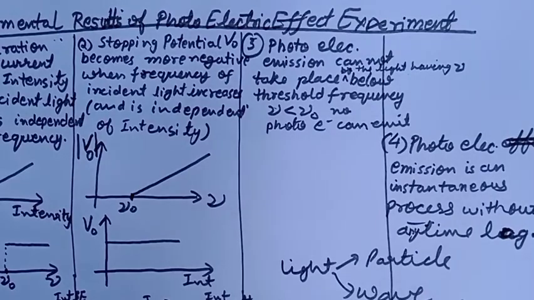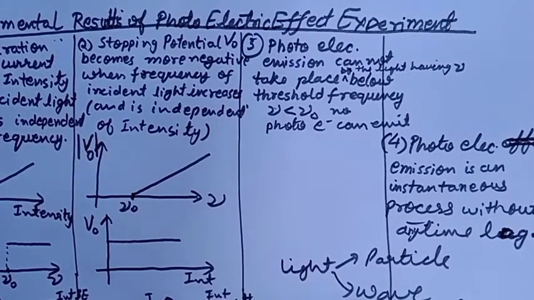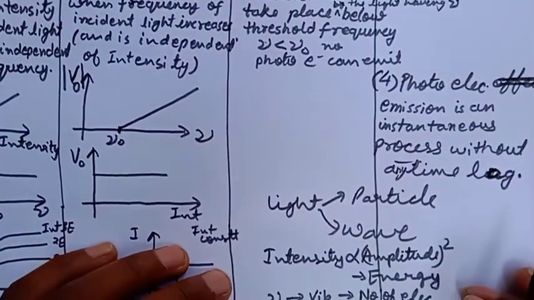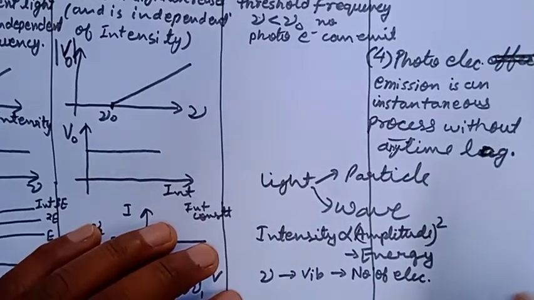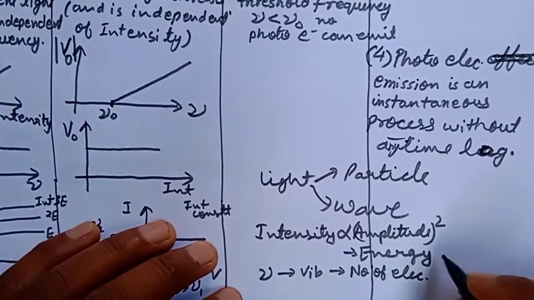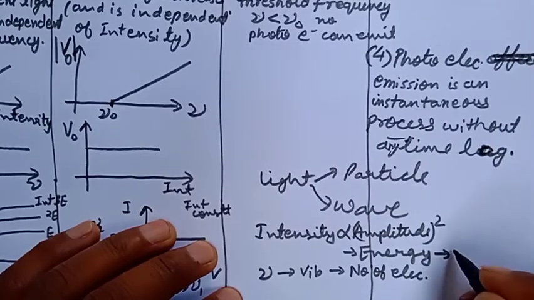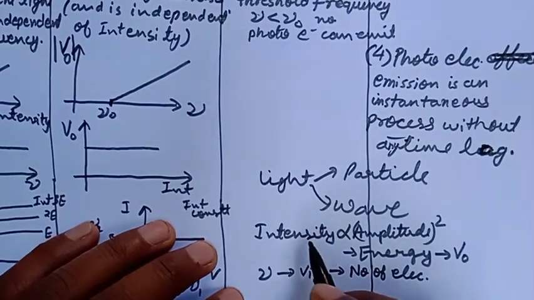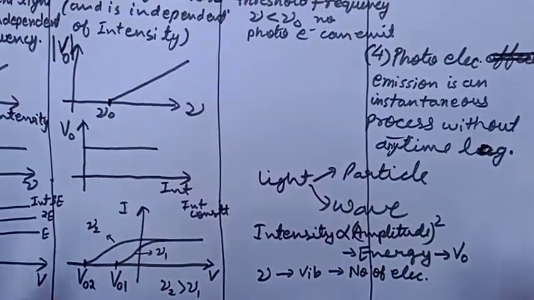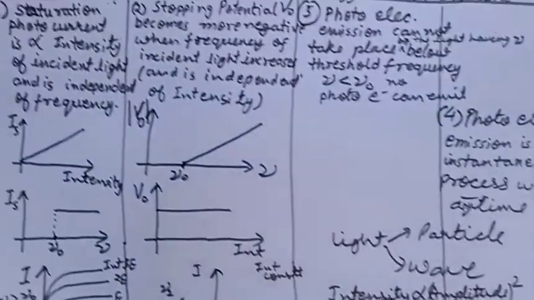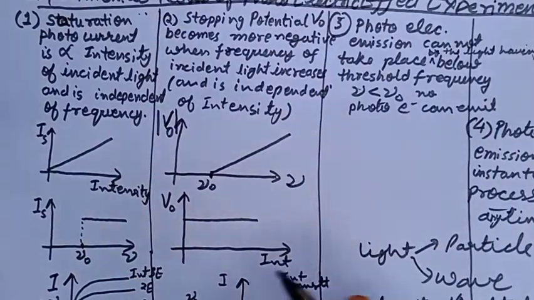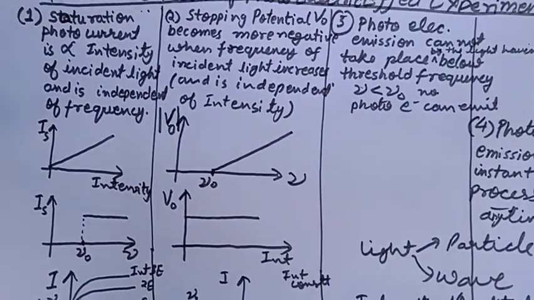Second thing, they relate intensity to energy, and the energy given to an electron is then stopped by applying stopping potential. So that energy is related to stopping potential. They drew a relation between intensity and stopping potential, but the experimental result says that stopping potential is independent of intensity. So this also failed.